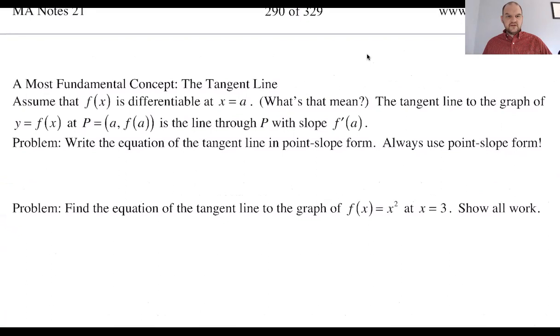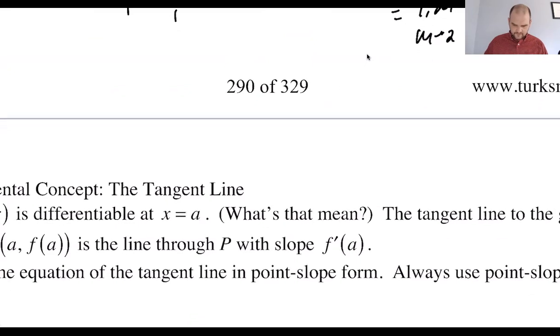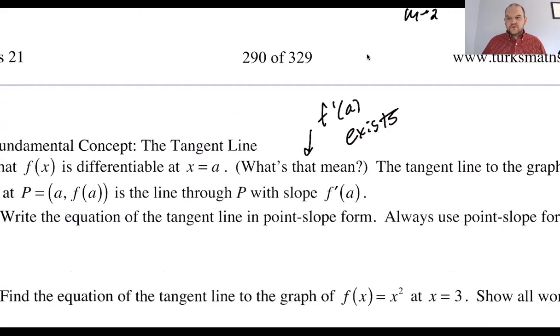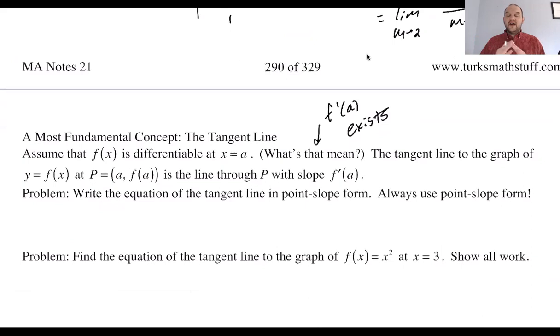All right, so assume that f is differentiable at x equals a. What does that mean? Differentiable means that f prime of a exists. If a function is differentiable at a point, it means the derivative exists at that point. So we could find that limit, evaluate it, and we'll get a finite number. So that's what it means for it to be differentiable.